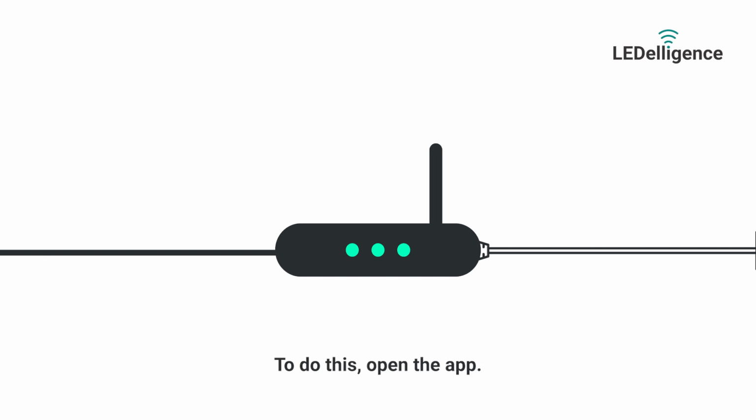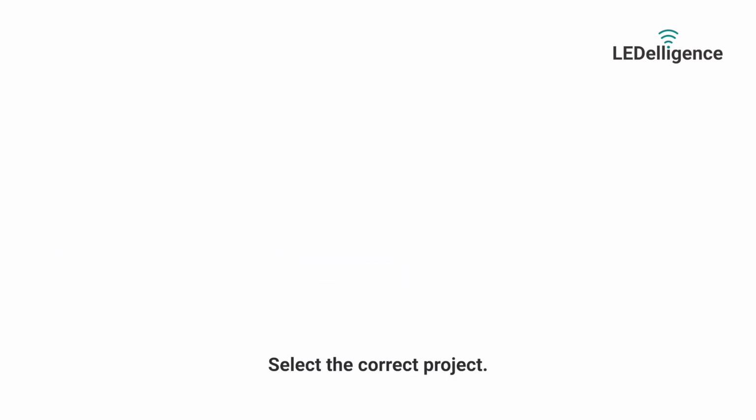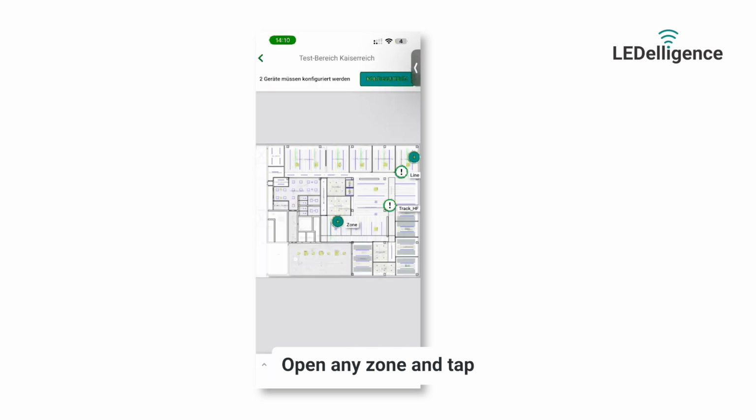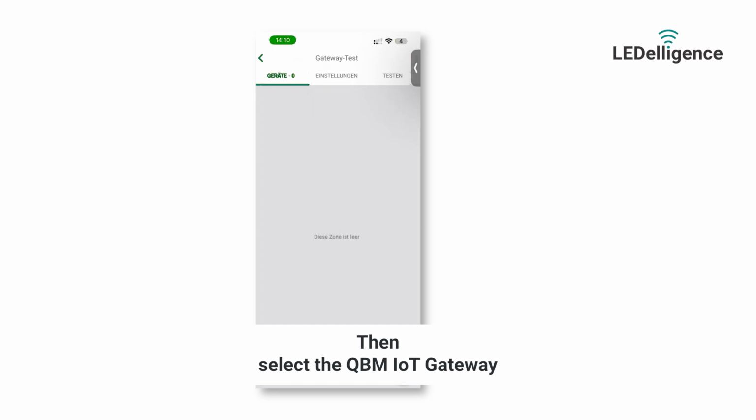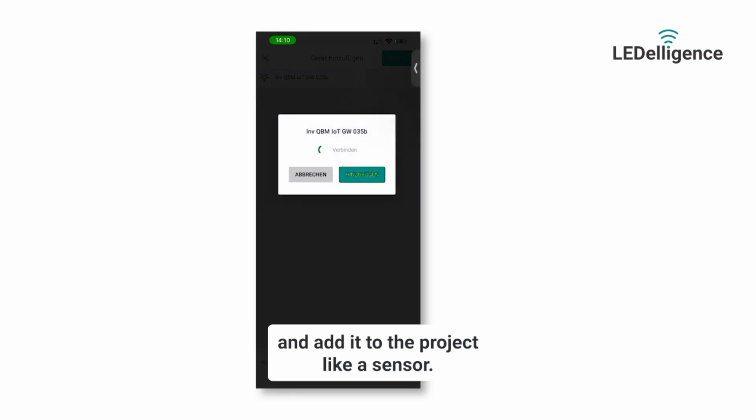To do this, open the app. Select the correct project. Open any zone and tap Add Device. Then select the QBMIoT gateway and add it to the project like a sensor.